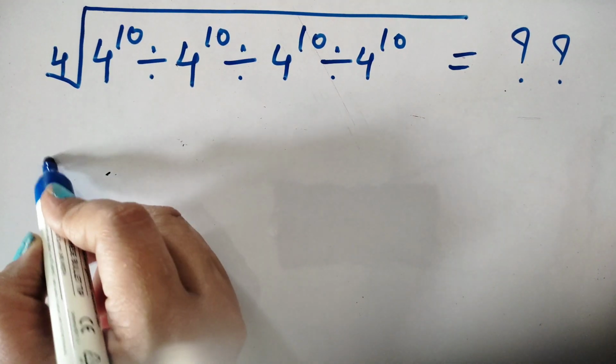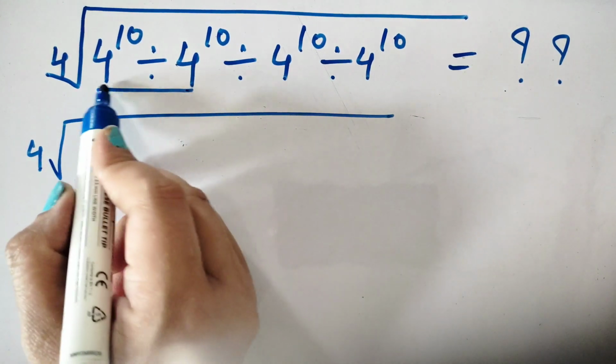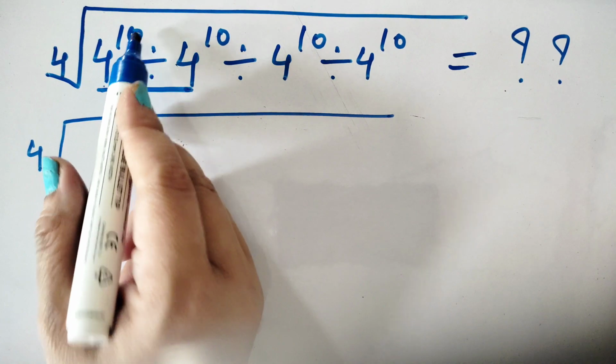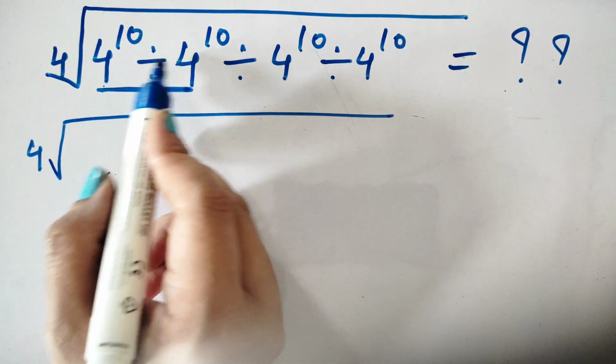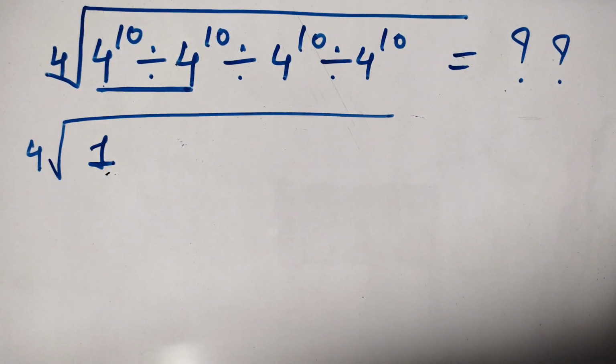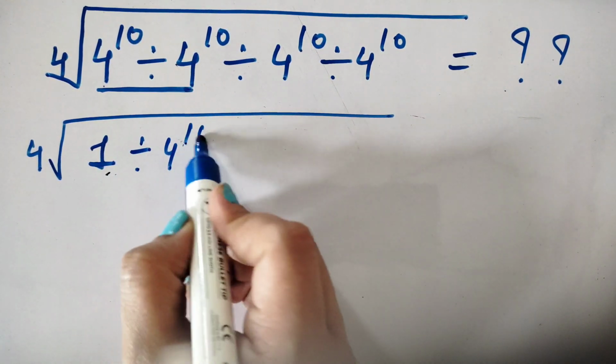So now, in the first step, you can see this. First of all we will solve these two terms. First two terms, 4 power 10, 4 power 10, both are the same. So if you divide these two numbers you will get the answer 1. Okay, now the remaining portion we will write as it is.